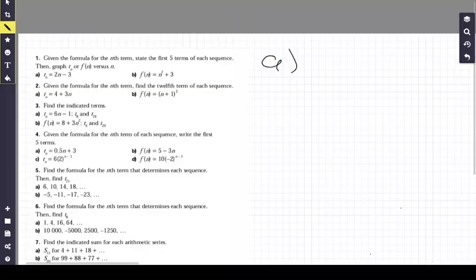So I will start on 0. So you have negative 3. And you would have 2n plus 1, negative 1, 1, 3, and 5. And for B, we're going to have a quadratic function, by the way, if you didn't know that.